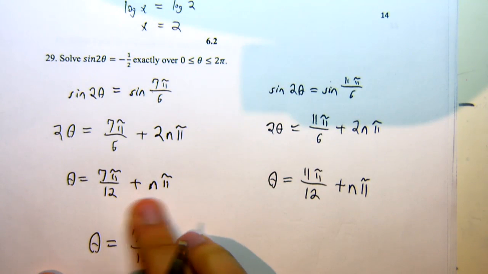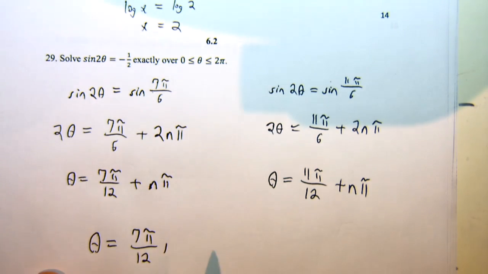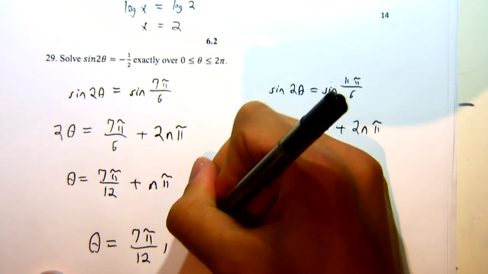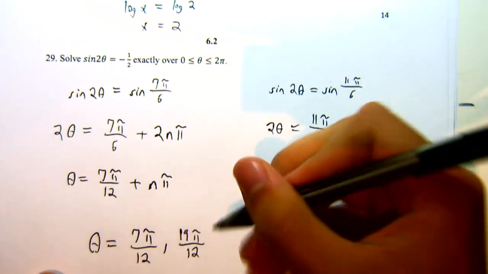Let's see if we can get any more for this. So say we add 1 pi. 1 pi is like 12 over 12. 7 plus 12 is equal to 19. So 19 pi over 12 also fits. Can we add another 12 to that? Well, if we add another 12 to that, we're going to get 31 pi over 12, which is over our limit of 24 pi over 12. So no more answers there.